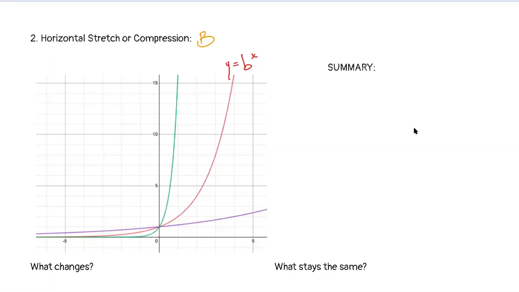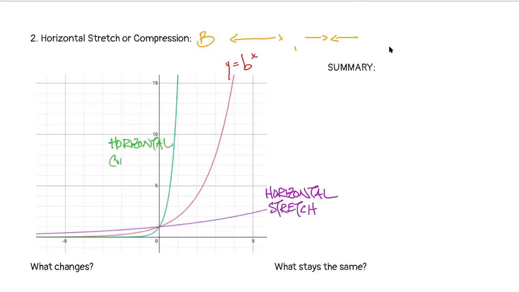Now, when we stretch or shrink something horizontally, we're really sort of looking at either stretching it that way or compressing it in this way. Okay, so kind of like an accordion, we either pull it out to horizontally stretch it, or we smush it in to make it compressed. Which one is the horizontal stretch, the green one or the purple one? Yeah, the purple one, good. So this one is our horizontal stretch. Which means that our green one is our horizontal compression.